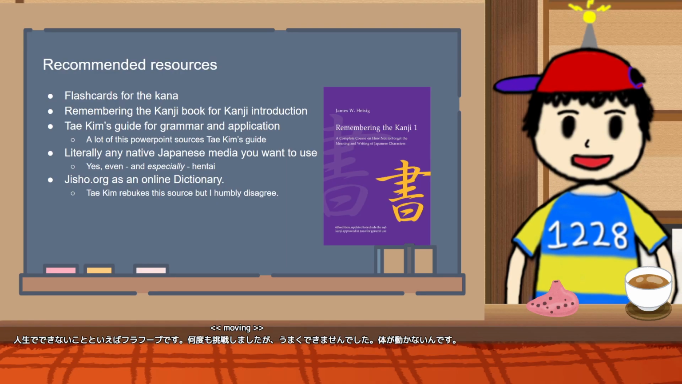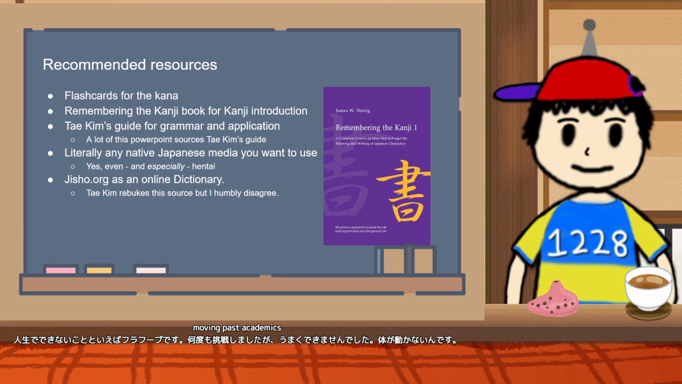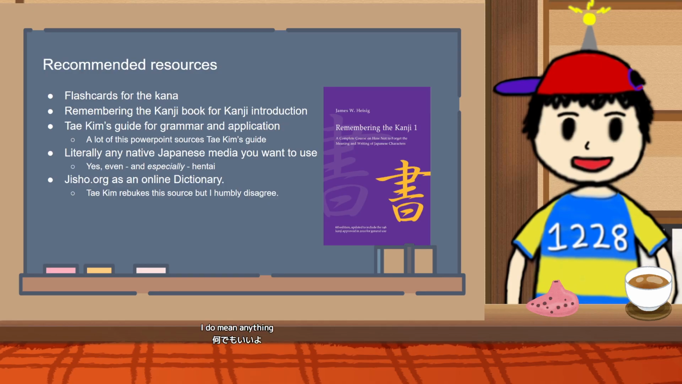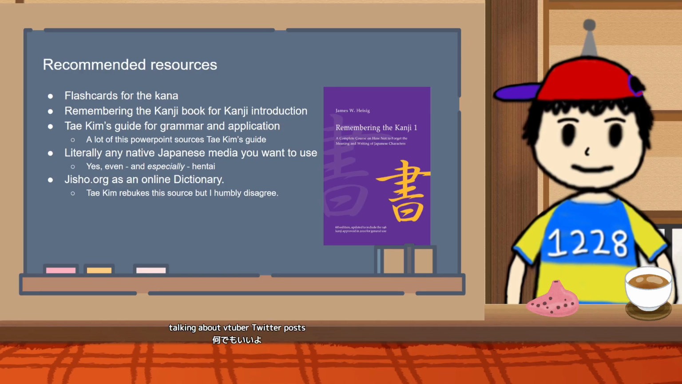Moving past academics, you can use any native Japanese media as a learning resource. I do mean anything. We're talking about VTuber Twitter posts. We're talking manga. We're talking especially hentai manga.